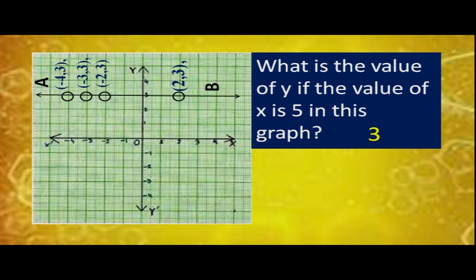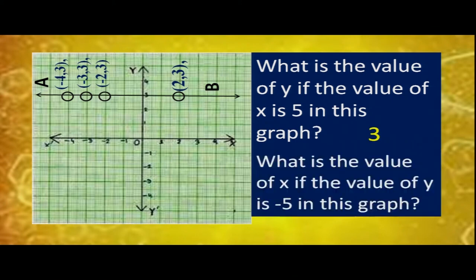Let's have another question. What is the value of x if the value of y is −5 in this graph? Again, we can say that as y is always 3 in this graph, y cannot be −5. So, we cannot have any such value of x for which y is −5.